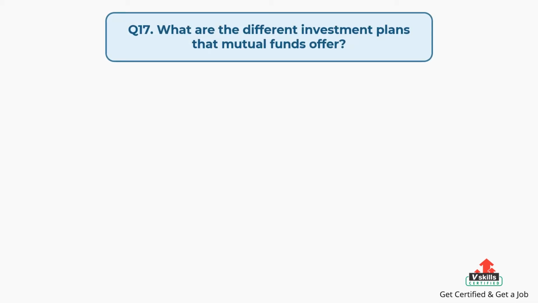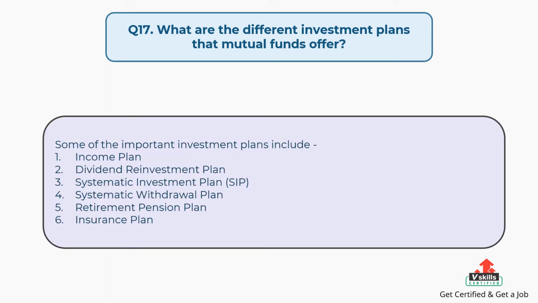Question number 17. What are the different investment plans that mutual funds offer? The answer is, some of the important investment plans include income plan, dividend reinvestment plan, systematic investment plan, systematic withdrawal plan, retirement pension plan, insurance plan.